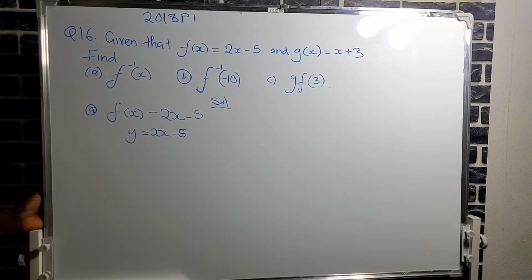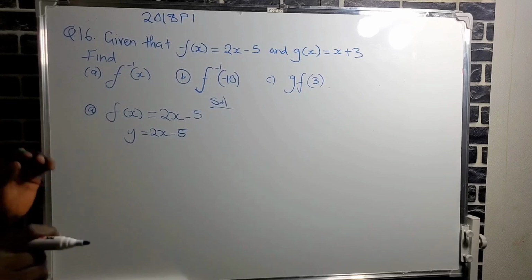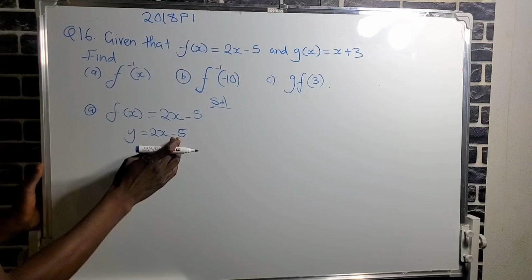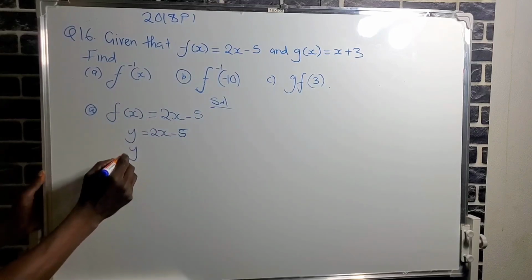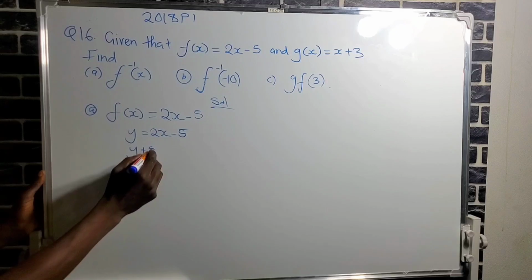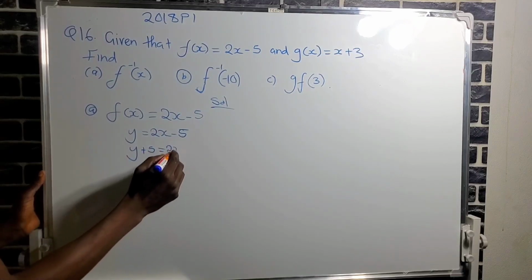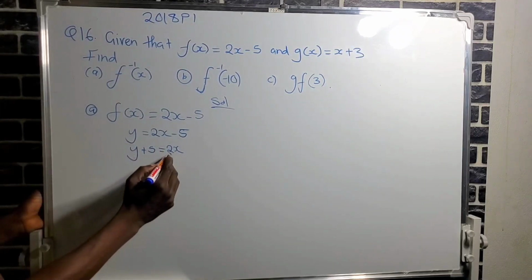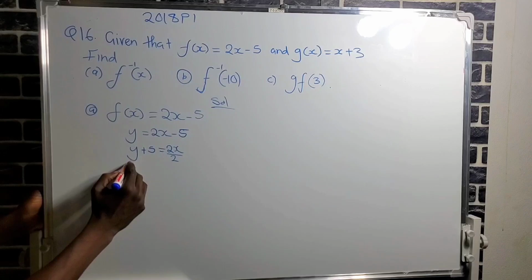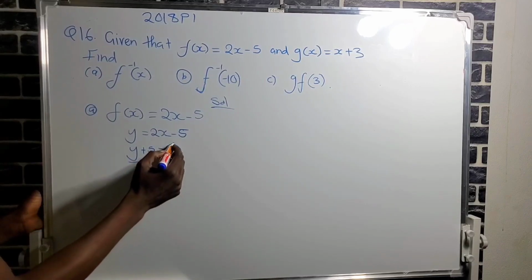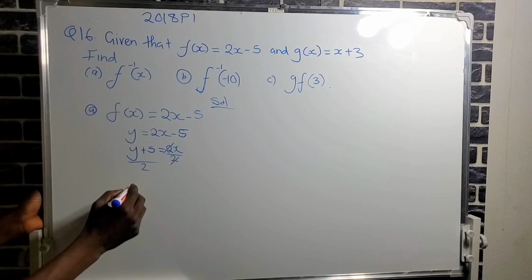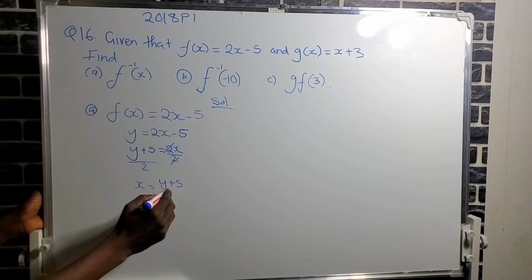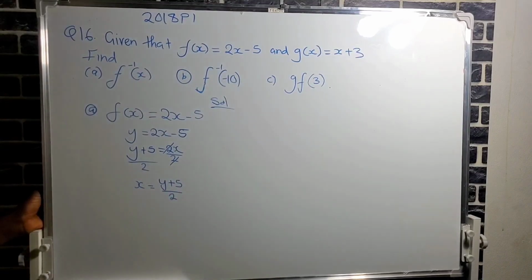Nice. Next, make x the subject of the formula. So to easily make x the subject of the formula, you can just take negative 5 to the other side and it becomes y plus 5 is equals to 2x, like this. Then x is not yet independent, so you divide both sides by 2. So these 2 and these 2 cancel, we remain with x. You can just write x is equals to y plus 5 over 2.